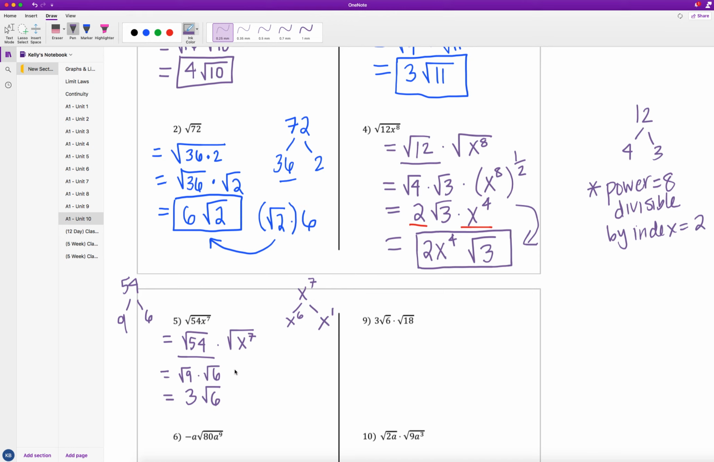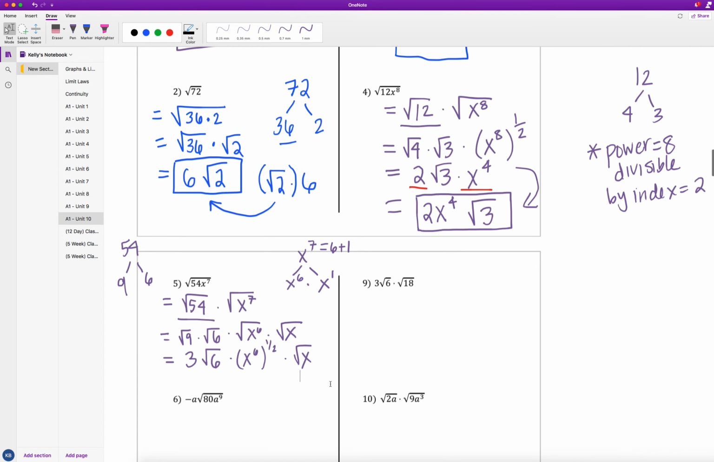So I could rewrite x to the 7th then as the square root of x to the 6th times the square root of x. And the reason this is equivalent is because when I multiply exponents with the same base, remember we add the exponents together, and 6 plus 1 would give us back to that 7 that we started with. From here we can simplify the x to the 6th. This would be the same thing as x to the 6th to the 1/2 power, and I still have the square root of x left over.